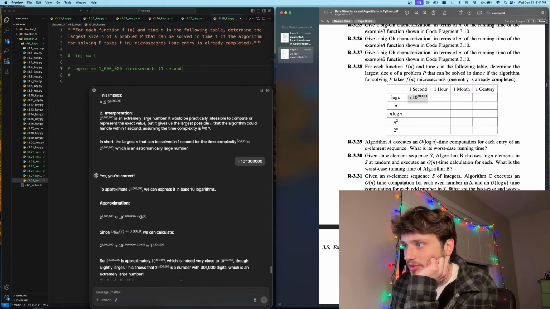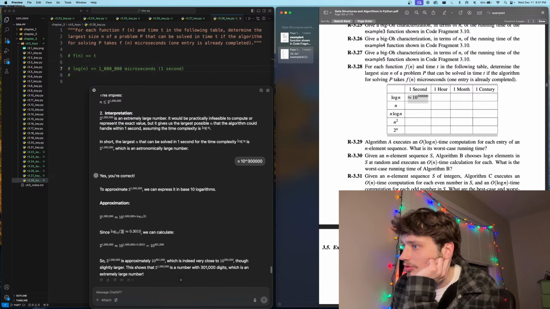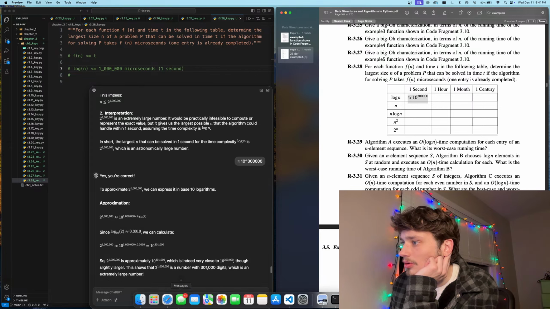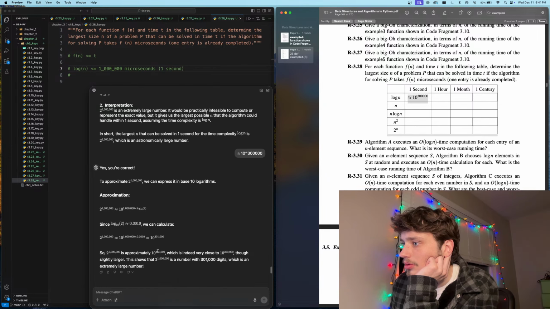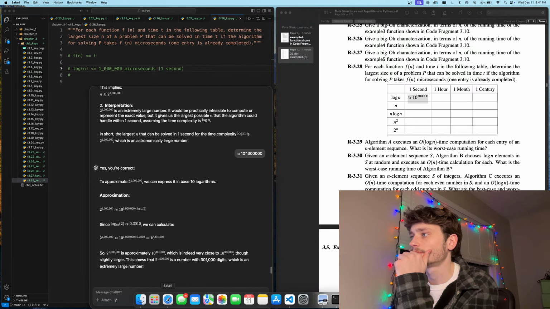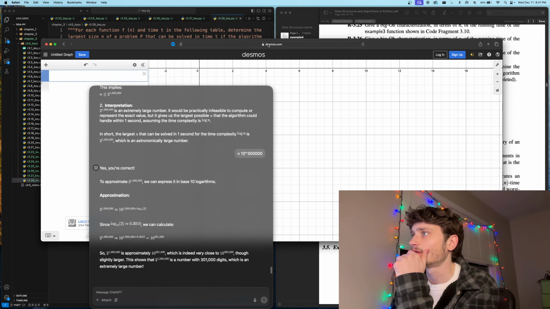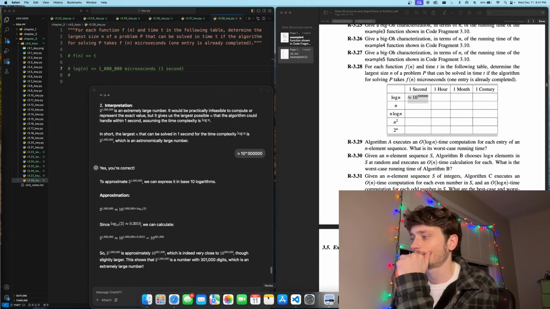Log base 10 times 2. Why are they doing log base 10 times 2? To convert it from base 10 to base 2? So then, okay, what would happen?